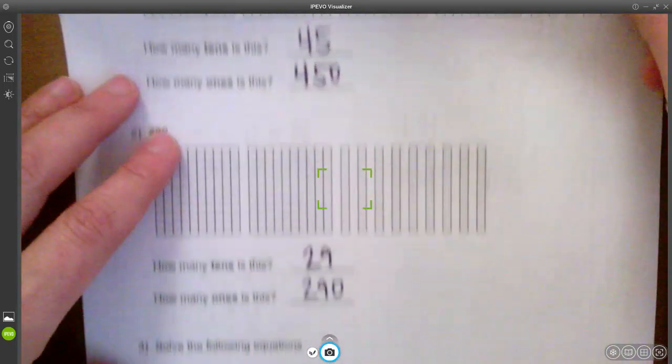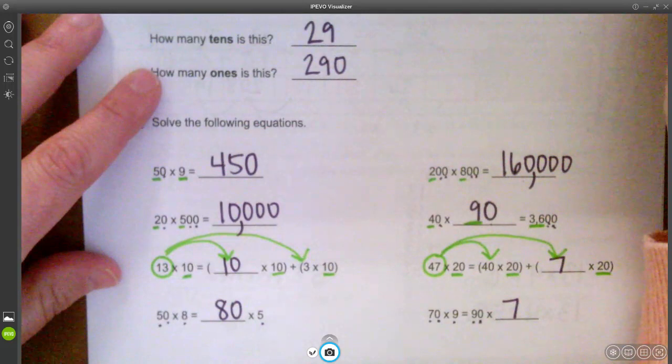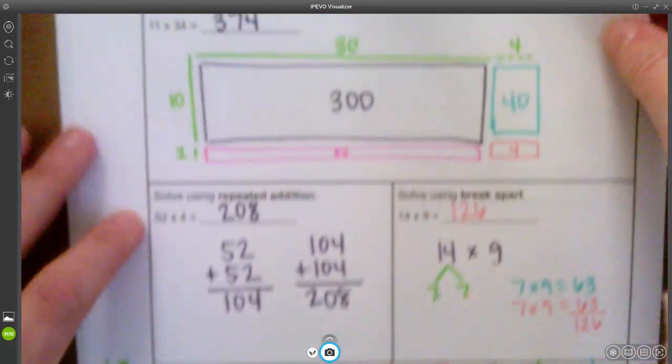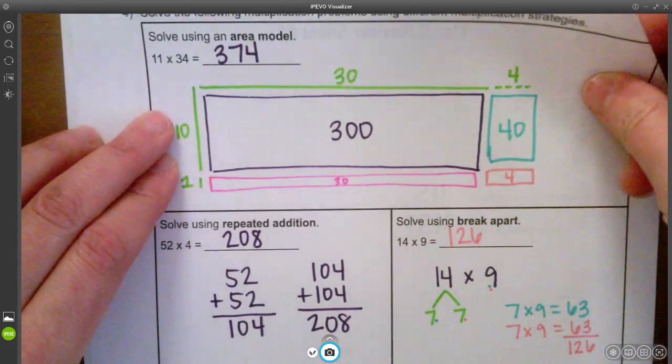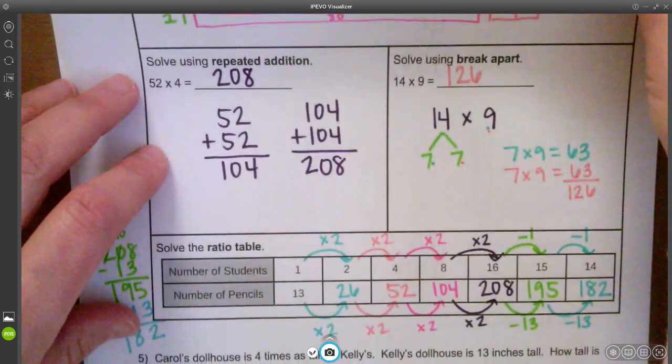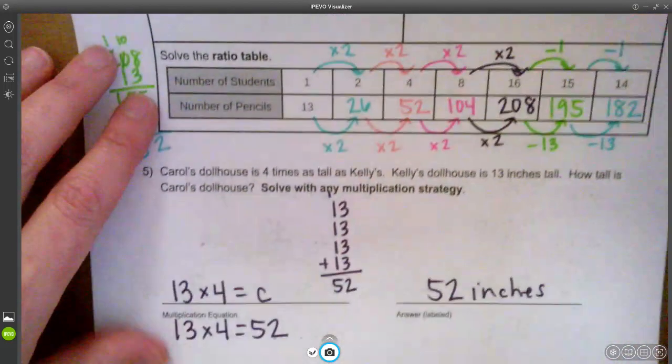All right, here are the answers. Let's see if I can get it to focus. All right, page 1. Page 2. And page 3.